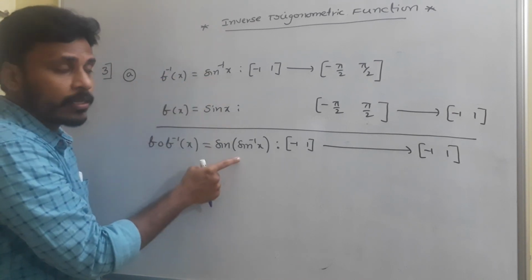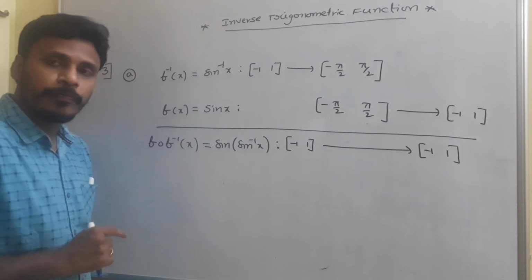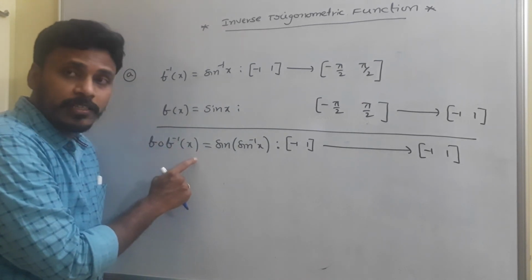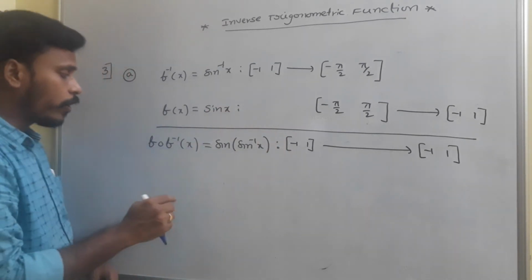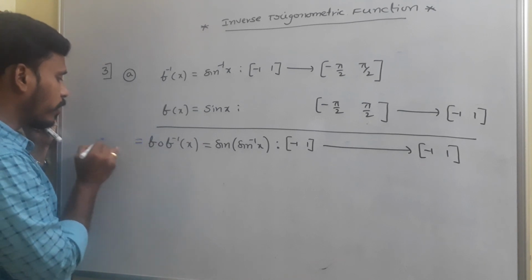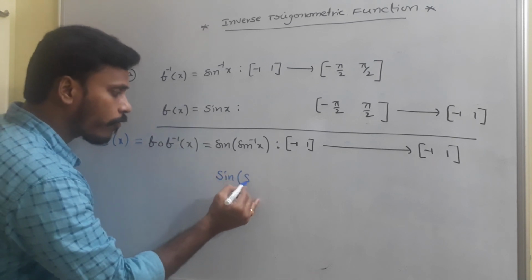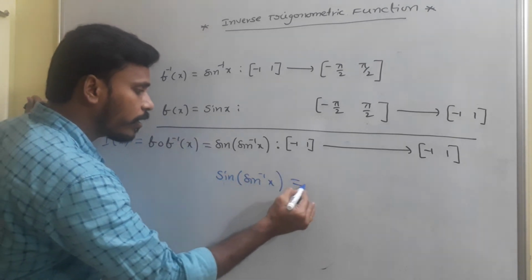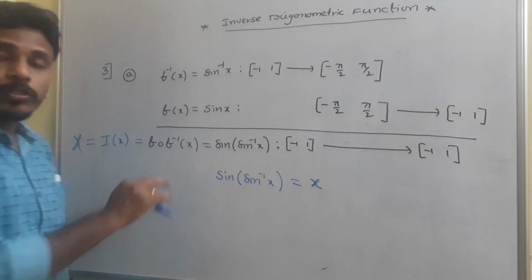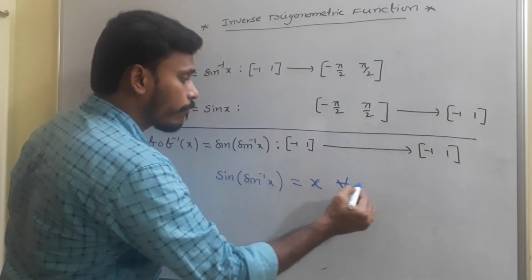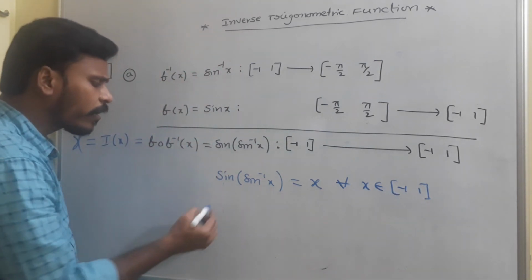Sine of sine inverse x is defined from the same set to the same set, right? So f circle f inverse of x is defined from the interval -1 to 1 to -1 to 1. And we know f circle f inverse of x is nothing but I of x, the identity element. From this we conclude that sine of sine inverse of x is equal to the identity of x, in the sense that identity of x is nothing but x itself. So sine of sine inverse of x is equal to x for all x belonging to the interval -1 to 1.